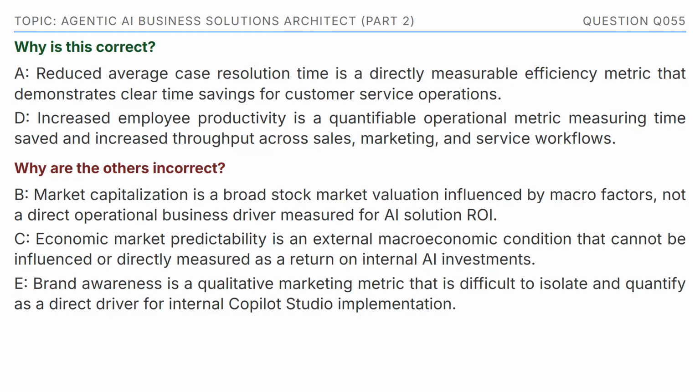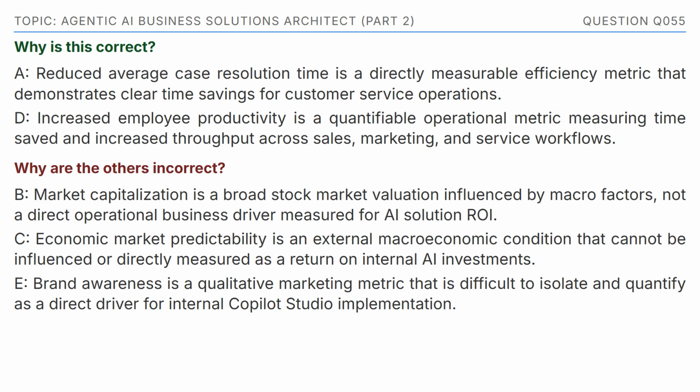Why is this correct? A. Reduced average case resolution time is a directly measurable efficiency metric that demonstrates clear time savings for customer service operations. D. Increased employee productivity is a quantifiable operational metric measuring time saved and increased throughput across sales, marketing, and service workflows.